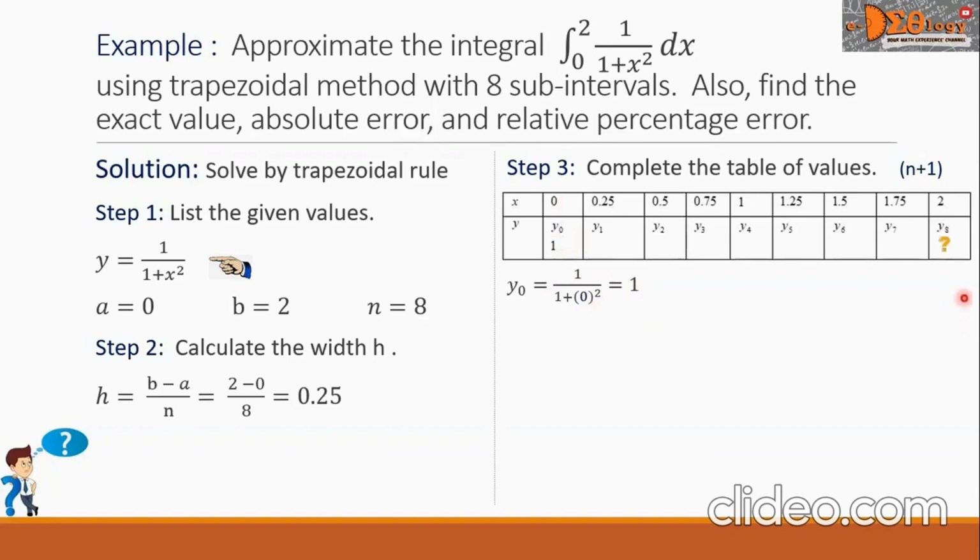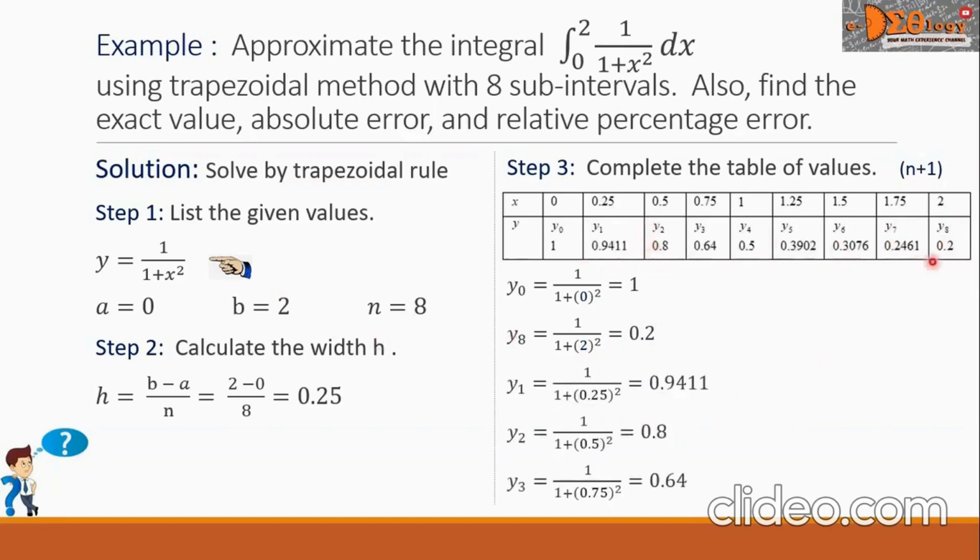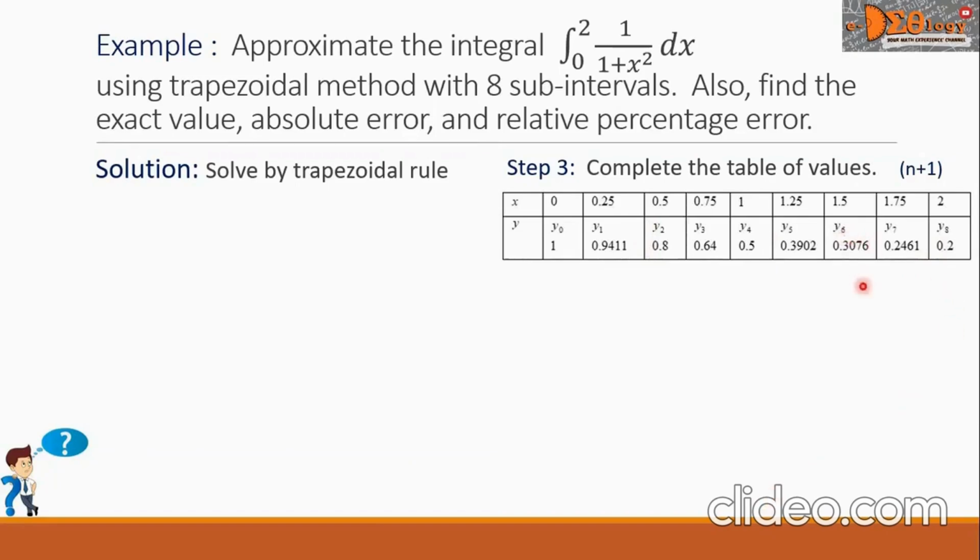Let's proceed with finding the y sub 8. Using the same formula, y sub 8 equals 1 all over 1 plus 2 squared. Simplifying this, we have 0.2, and we substitute this value in the blank. We can complete the values of y using this pattern, and these are the values. I put here some examples of solutions. Now, the table is complete.